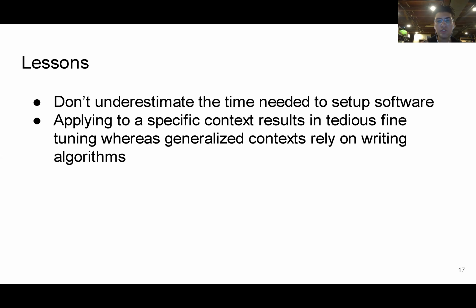Secondly, applying to a specific context the concepts and algorithms we learn results in tedious fine-tuning, whereas generalized contexts rely on writing algorithms. For example, in the speed test, we had a single trajectory to follow, and thus we could hard code the trajectory. But in a real situation with an autonomous car, it could not possibly hard code the immense space of possible paths from all the possible starting and endpoints in a given city, for example.